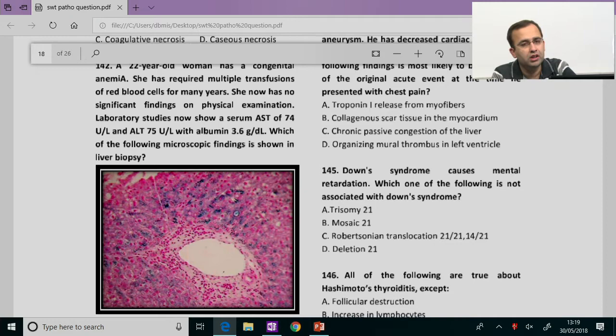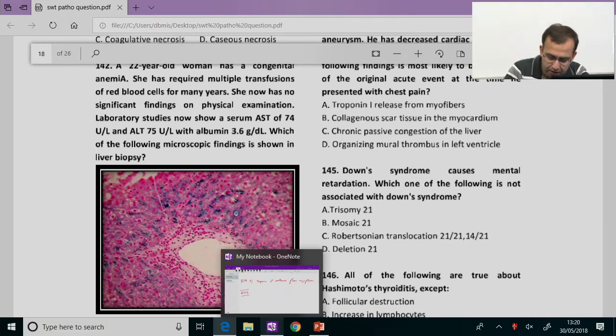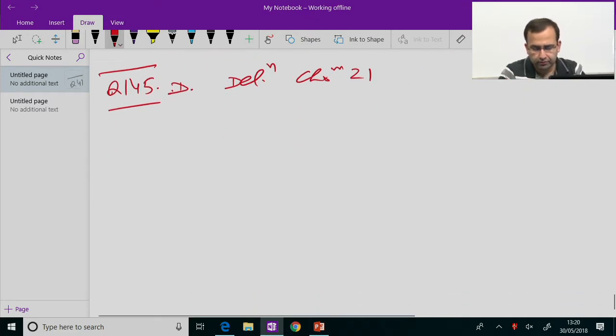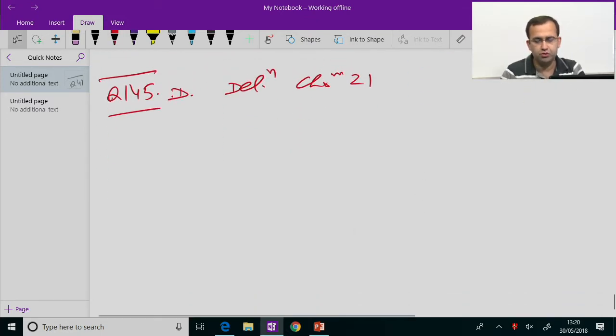See, the minute you see this, A and B are 100% true, there is no doubt about it. C, you can be dicey whether you know it or not, but D is absolutely wrong. So question number 145, deletion of chromosome 21 is not a feature.